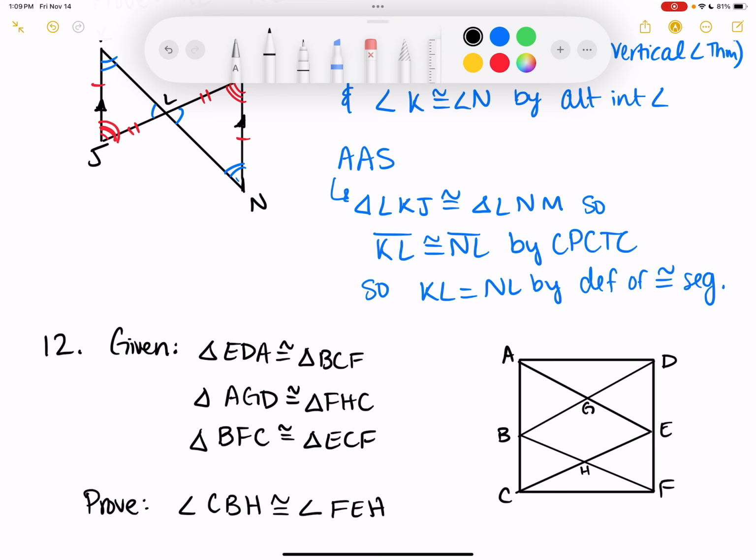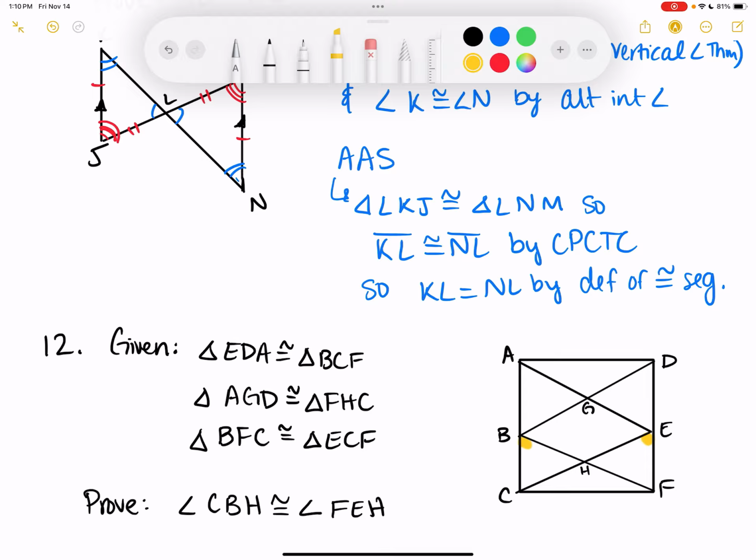So it's important to pay attention in our particular situation with what we're dealing with. I'm going to actually go through and highlight what I care about. I'm looking for angle CBH, so that's this angle right here. And then I'm looking for angle FEH, so that's this angle right here. Remember, whatever letter's in the middle is the angle that we're looking at.